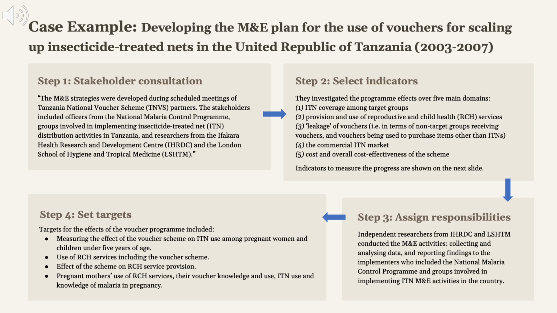The team identified 5 key domains for evaluation: insecticide-treated net coverage among the target groups, such as pregnant women and children under 5; the provision and use of reproductive and child health services, as the voucher scheme was integrated with these services; the issue of voucher leakage, including non-target groups receiving vouchers or vouchers being used for items other than ITNs; the effect of the voucher scheme on the commercial ITN market; and the cost and overall cost-effectiveness of the voucher program. These domains helped guide the selection of specific indicators to monitor progress.